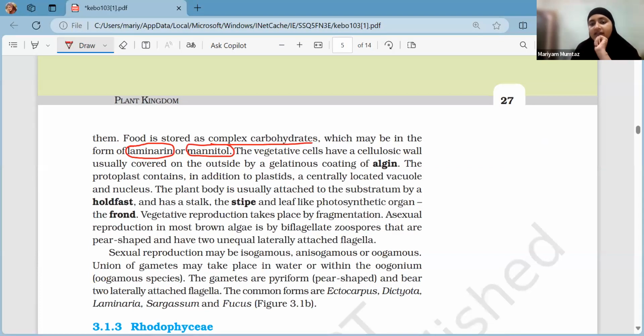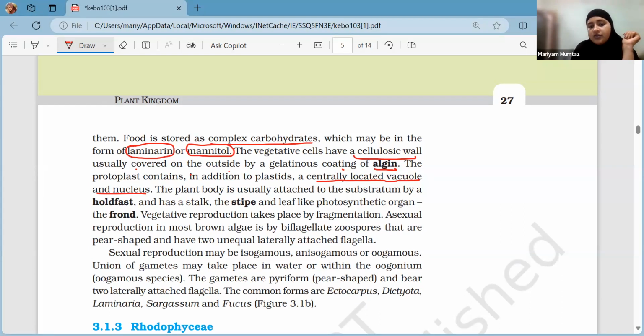The vegetative cells have a cellulosic wall, usually covered on the outside by a gelatinous coating of algin. In the chlorophyceae, there is cellulose and then there was pectose, right? But here there is cellulose and then there is algin. So again, this is one variation. The protoplast contains, in addition to plastids, a centrally located vacuole and nucleus. Vacuole and nucleus, extra structures are present in the protoplast. Protoplast is the cytoplasm. In the cell, these two structures will be there.